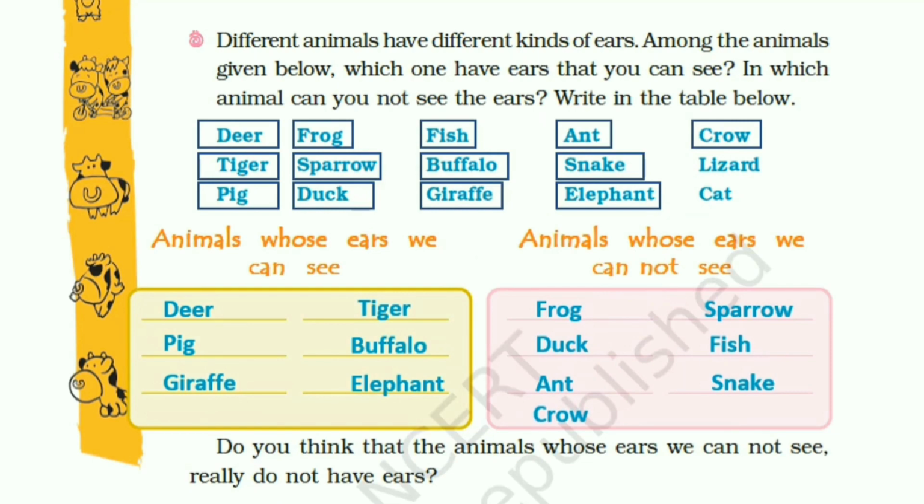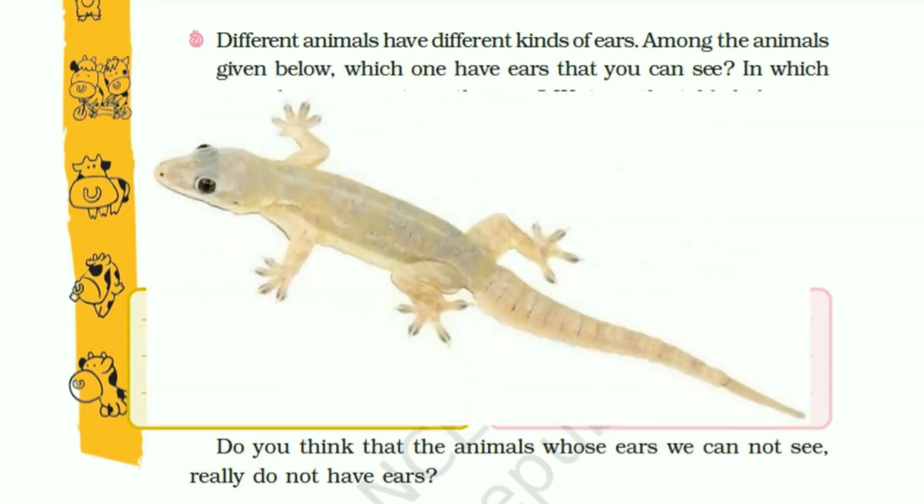Then lizard. Here is the picture of the lizard. And it doesn't have ears. We cannot see the ears. So it goes to table number 2.